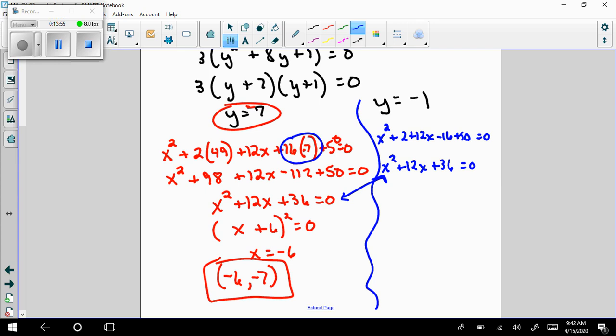I basically have the exact same quadratic. So over here, I'm going to get x equals negative 6 as well. So my point of solution on this side is negative 1, negative 6 for my x, negative 1 for my y. Okay, so with x being negative 6, those two conic sections would be intersecting on a vertical line since your x value is constant there.